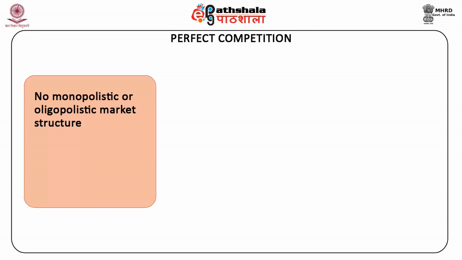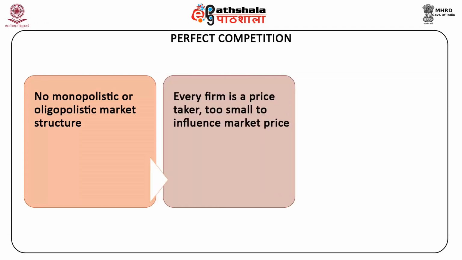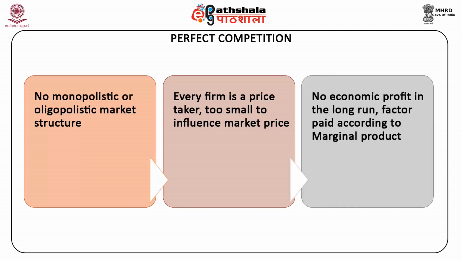It also rules out price and wage rigidities. Every firm is a price taker. Each country is too small to exert market power and influence market price. Also, perfect competition means that in the long run, there are no economic profits. Each factor is paid according to their marginal product, and everyone in the economy has perfect knowledge.